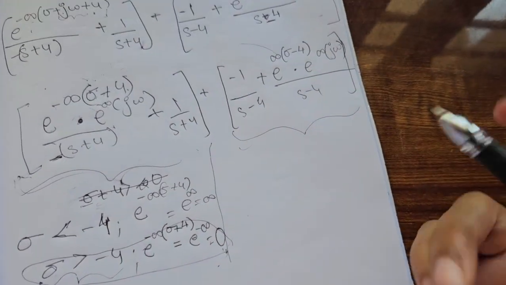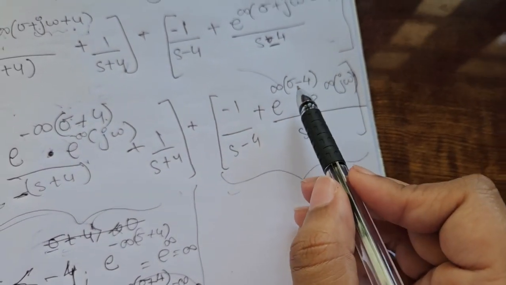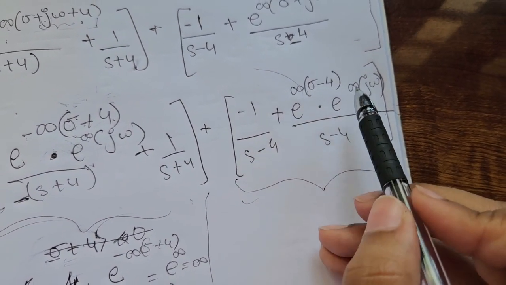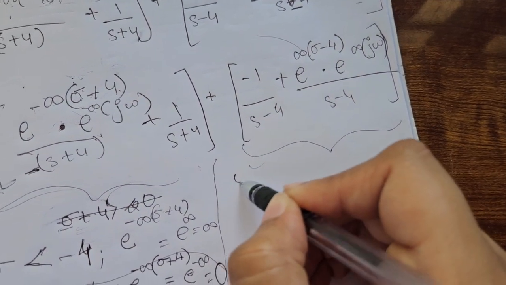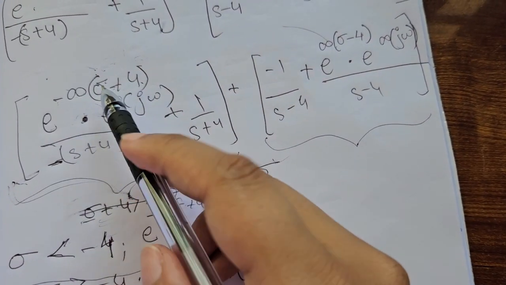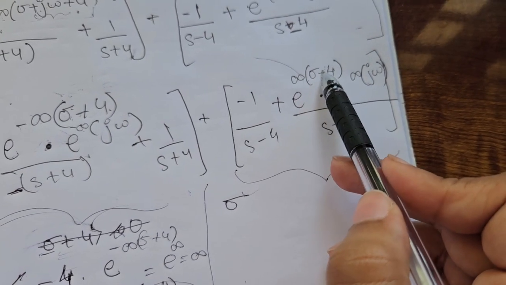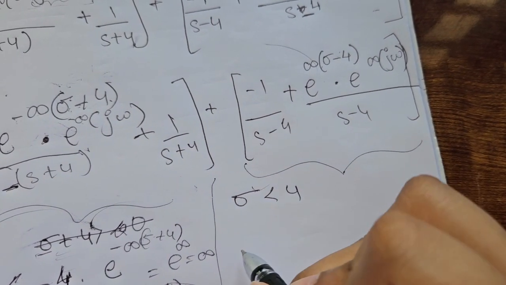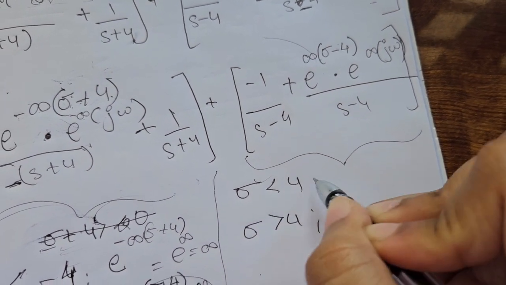I'll try and explain this better if I can. Here we have sigma minus 4, and we want this to be 0. So 4 minus 4 will be 0. So I'm going to compare it. Here I compared it with minus 4 because that's what I took sigma as. Here it's going to be 4 because 4 minus 4 is 0. So I'm going to compare this with 4. And let's see the different cases.